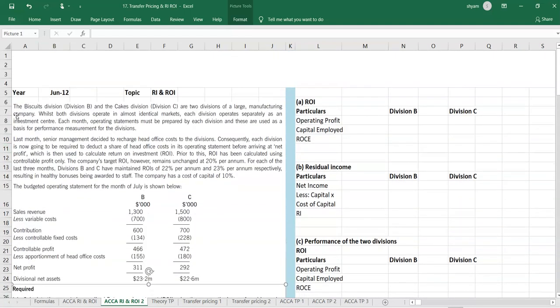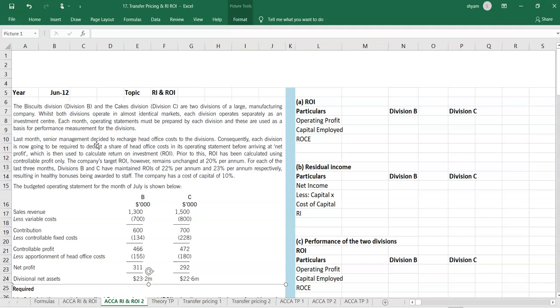The biscuits division, division B, and the cakes division, division C, are two divisions of a large manufacturing company. While both divisions operate in almost identical markets, each division operates separately as an investment center. So both are investment centers, and as investment centers, ROI, RI and so on can be applied. Each month operating statements must be prepared by each division, and these are used as a basis for performance measurement. So they are creating operating statements to evaluate how each division is performing.